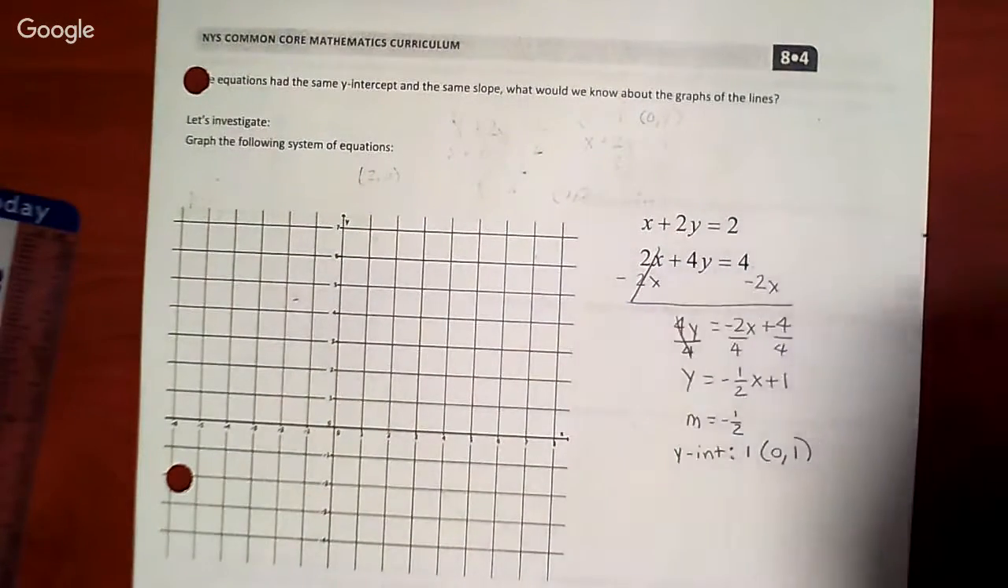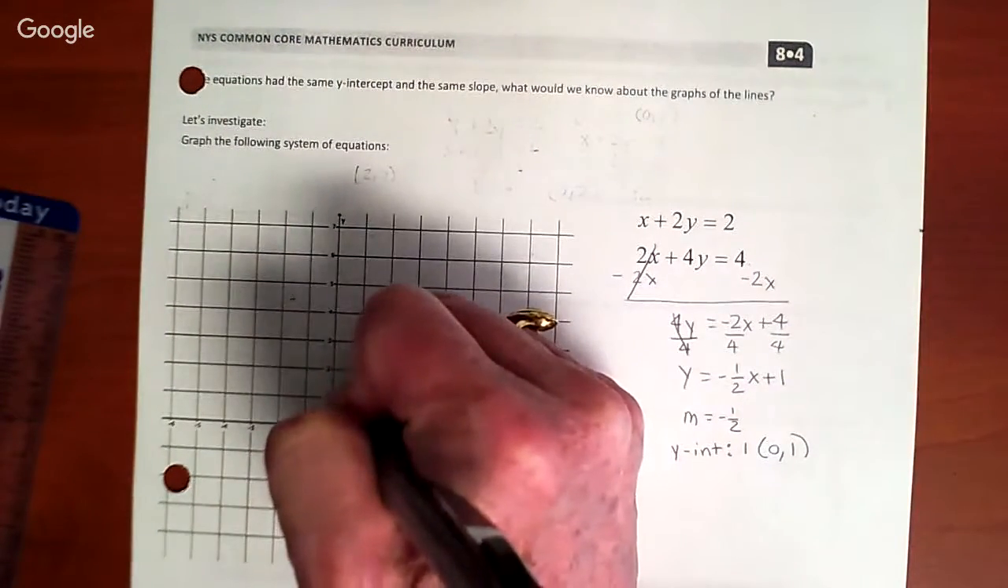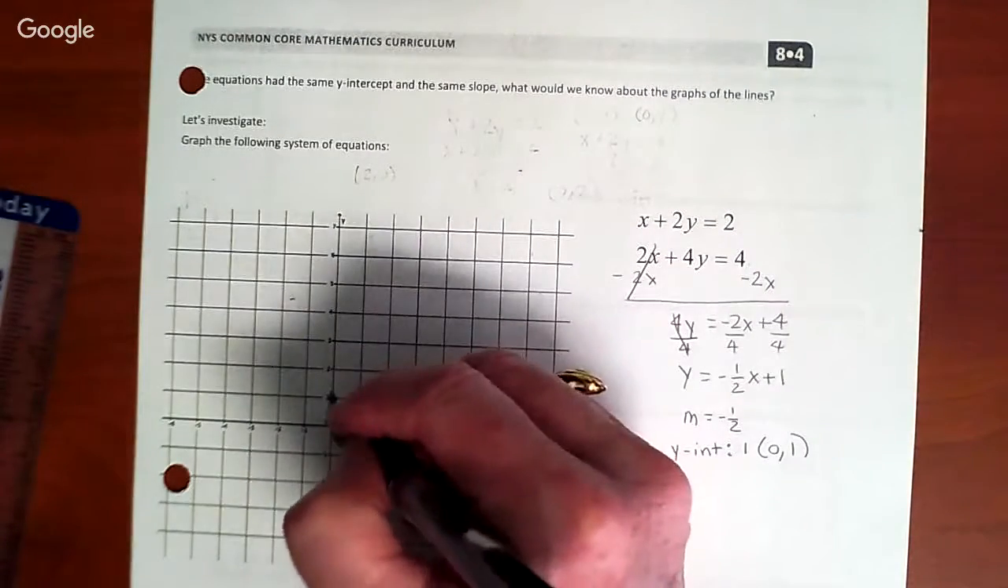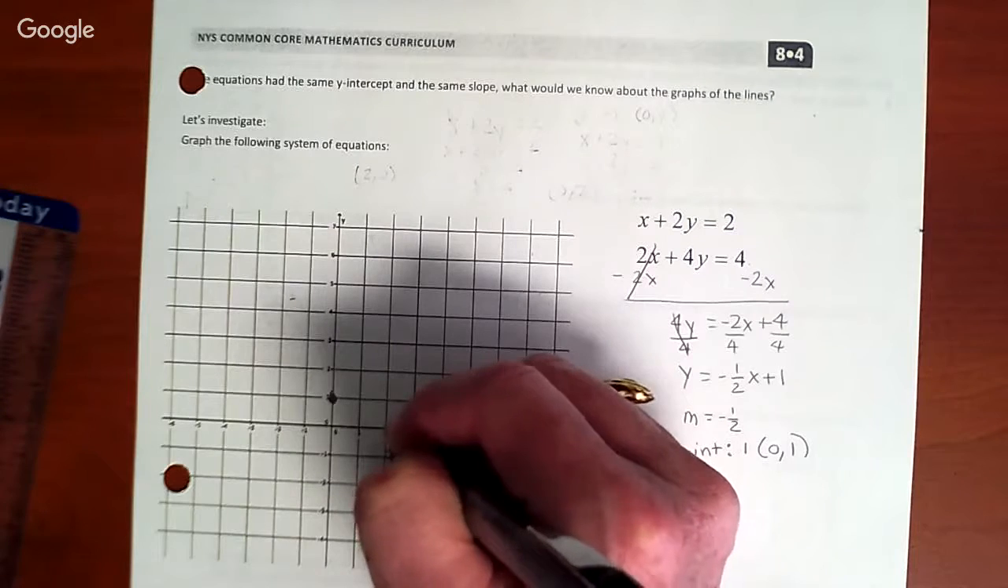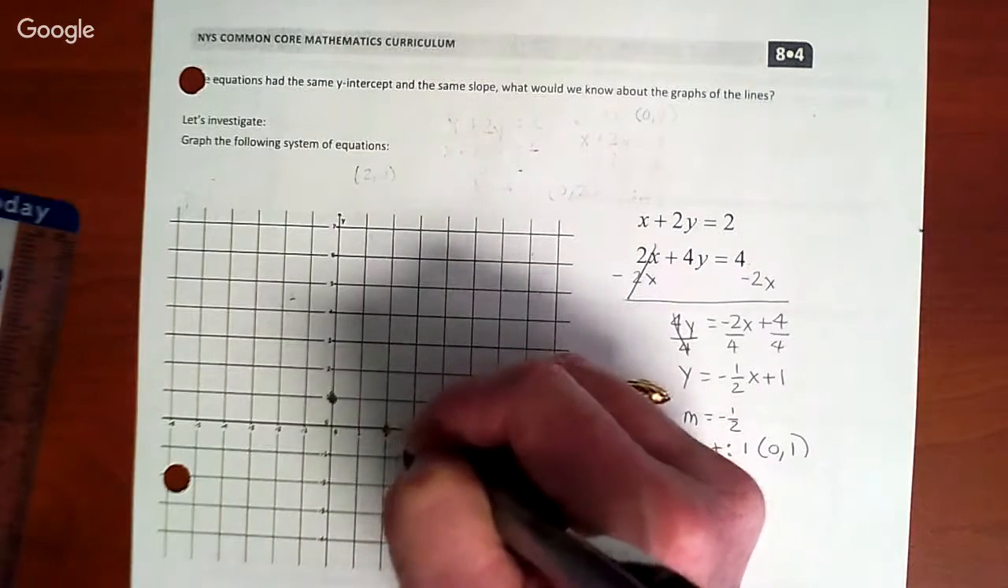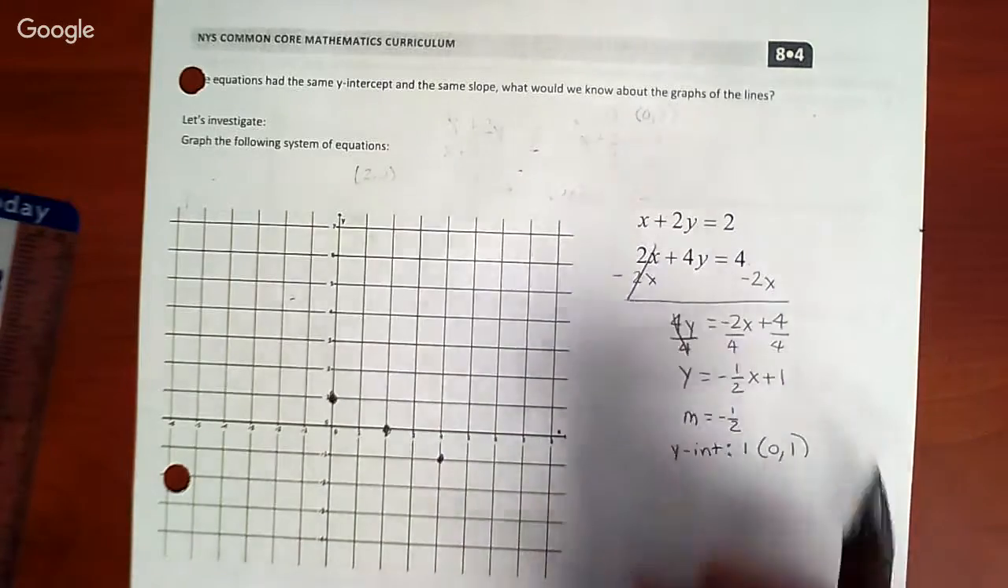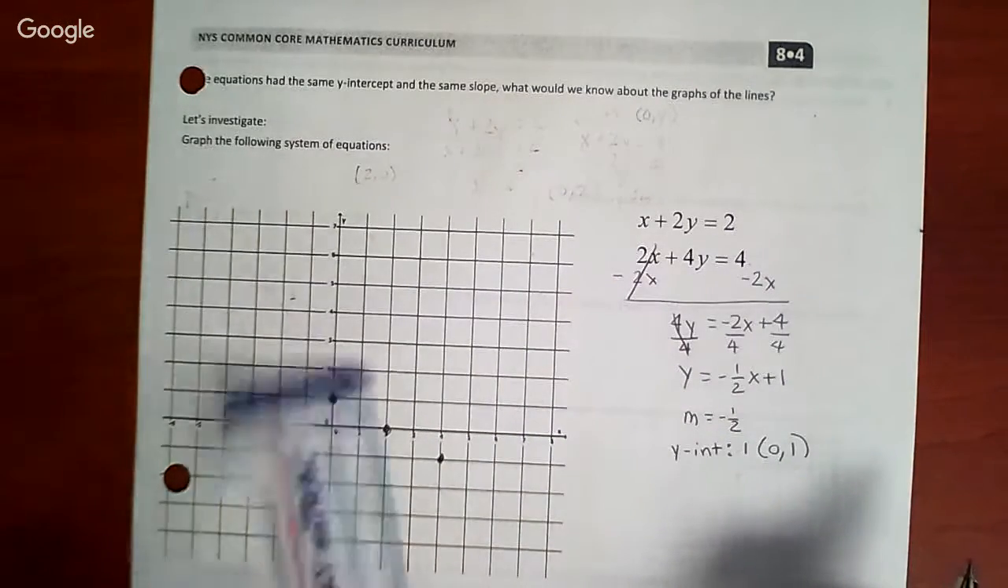Okay. So let's do this first. So I got 0, 1. And now we've got negative 1 and 2. So negative 1 over 2. Negative 1 over 2. So let's do that one first.